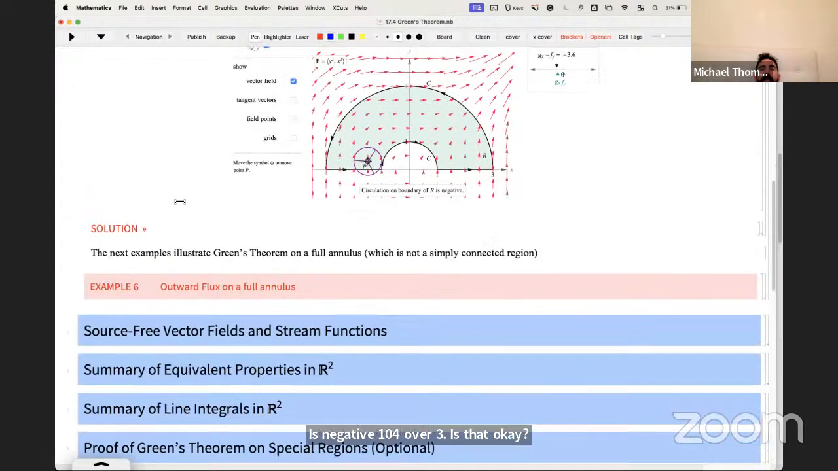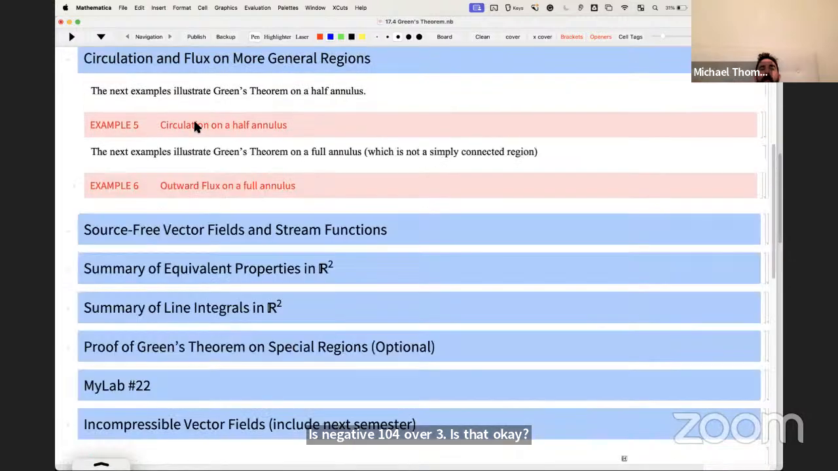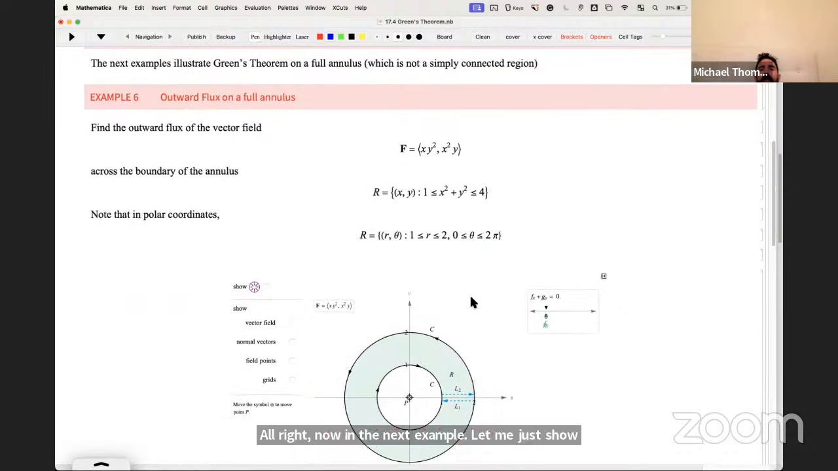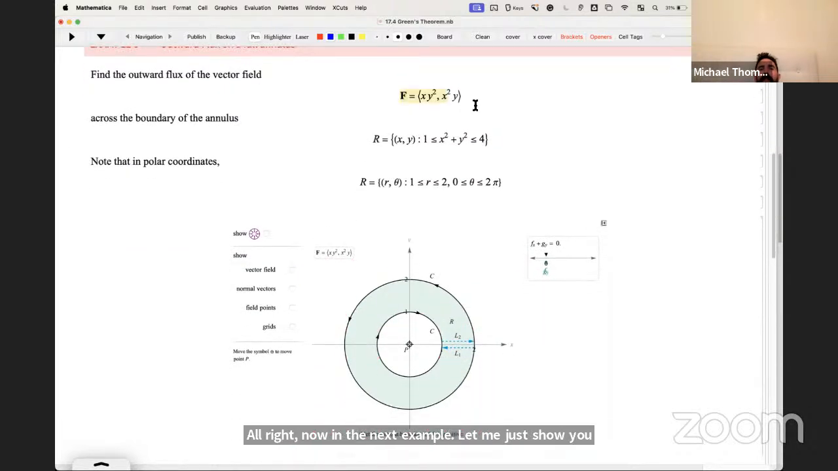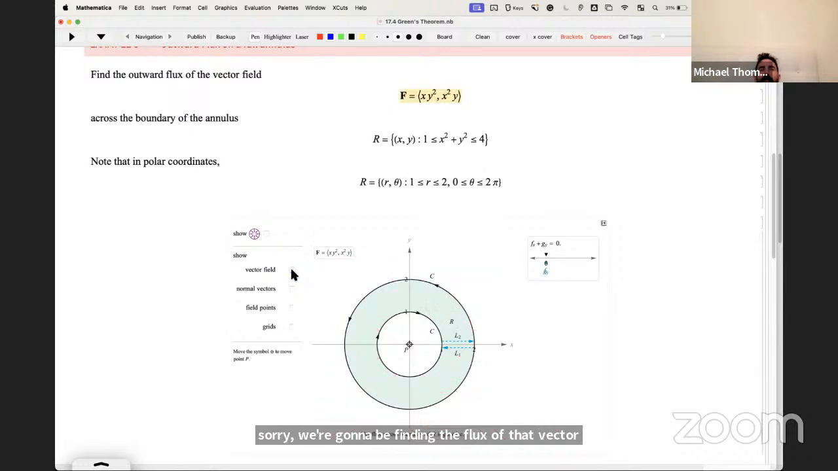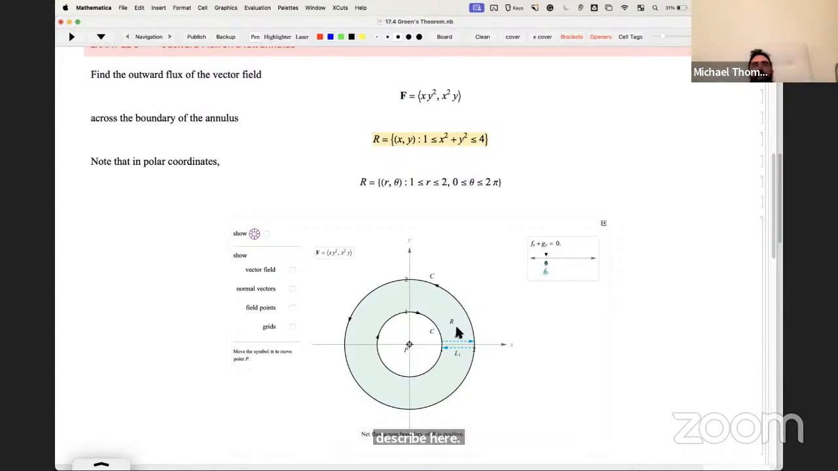All right. Now in the next example, let me just show you the picture first. We're going to be integrating this vector field. We're going to be finding the flux of that vector field. There it is. Over this region R given here. That's described here.